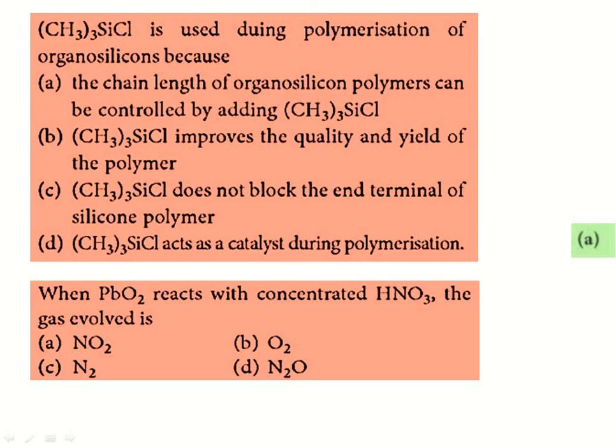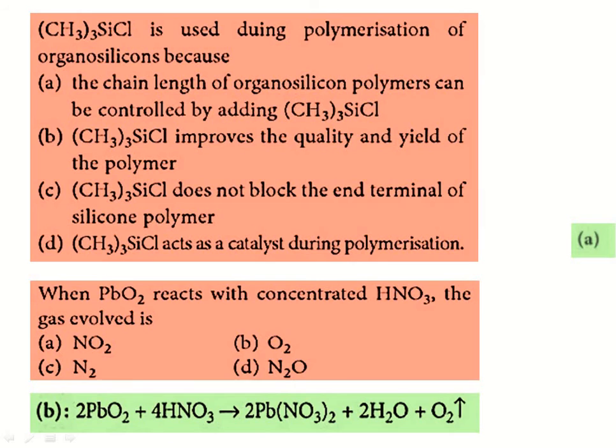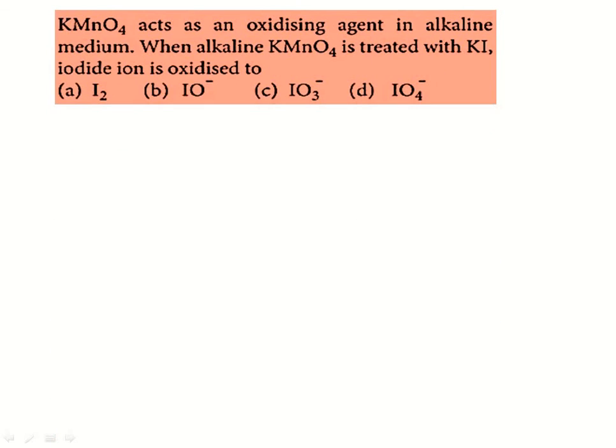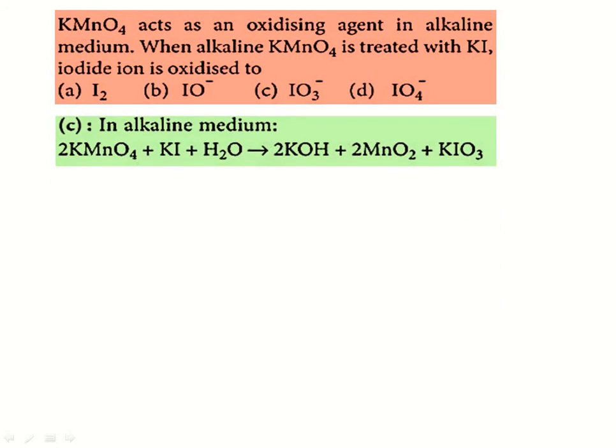When PbO2 reacts with concentrated HNO3, the gas evolved is oxygen gas, usually liberated in these cases, because PbO2 is an oxidizing agent and undergoes reduction. Next, KMnO4 acts as an oxidizing agent in alkaline medium. When alkaline KMnO4 is treated with KI, the iodide ion is oxidized to IO3 minus in alkaline medium. So option C is the right answer.